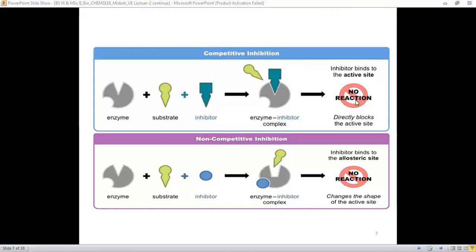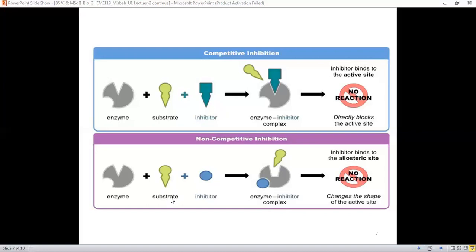Similarly, as we have discussed before, the inhibitors which compete for the active site definitely inhibit the enzyme from carrying out such reactions, which may be dehydrogenation, carboxylation, oxidation, and so on.